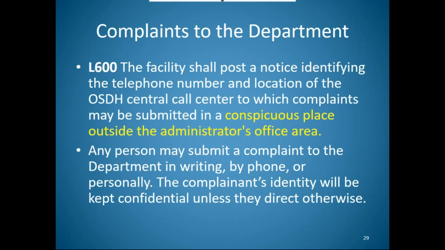Just so you know, any person can submit a complaint to the department, and that can be submitted in writing, by phone, or personally. We have a lot of them now that are coming in through emails, so they're written. The complainant's identity will be kept confidential unless they direct us otherwise. So this is not information that will be shared with the facility. Even if they direct us otherwise, we still attempt to keep them confidential if at all possible.